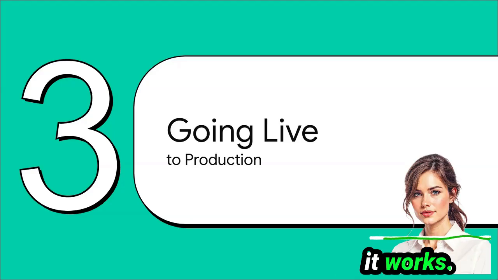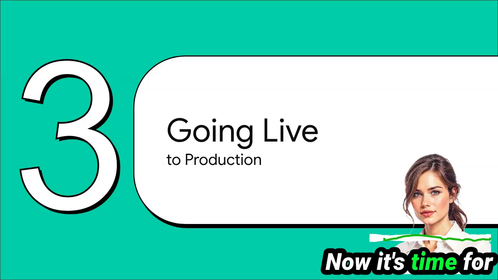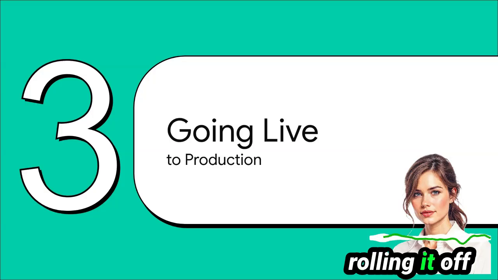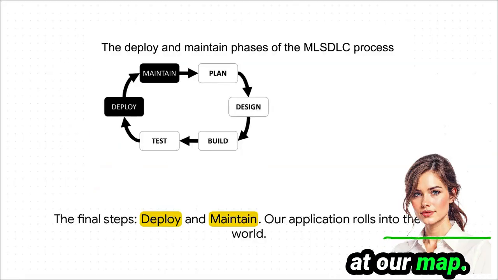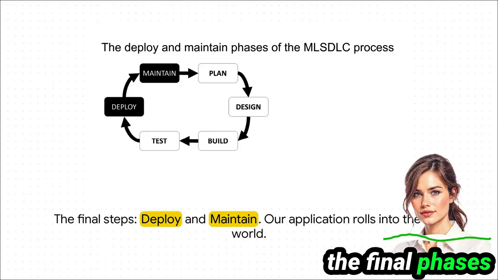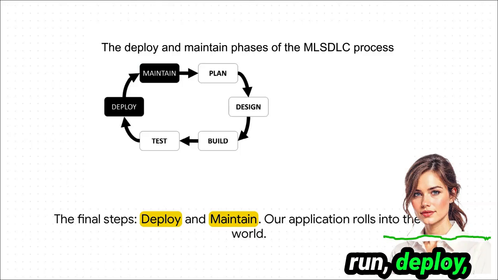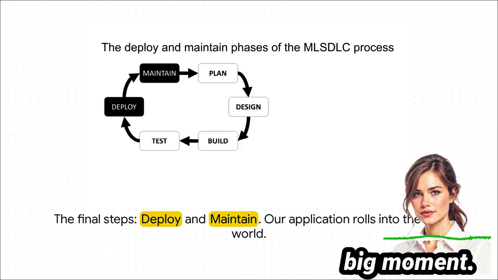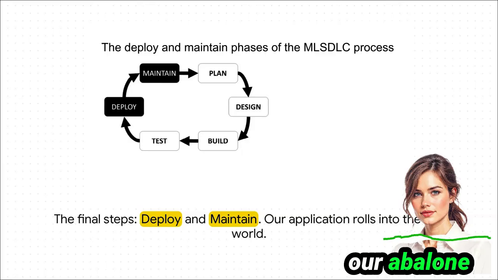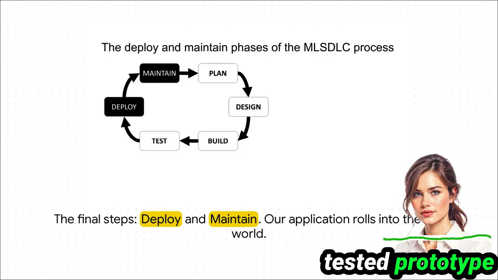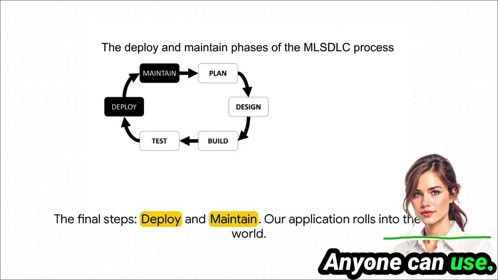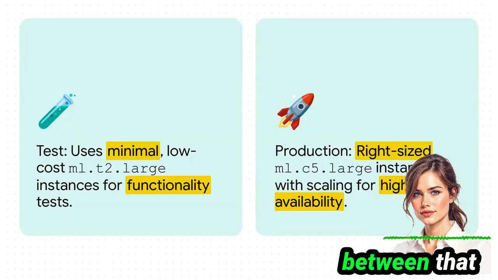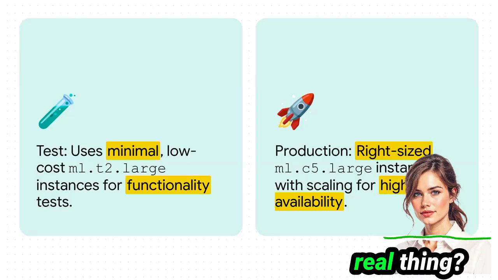We're confident it works. Now, it's time for the main event, rolling it off that assembly line and out into the real world. Let's look back at our map. We're now heading into the final phases of this first run, deploy and maintain. This is the big moment. This is when our Abalone calculator goes from being a tested prototype to a live public application that anyone can use. So what's really the difference between that test environment and the real thing?